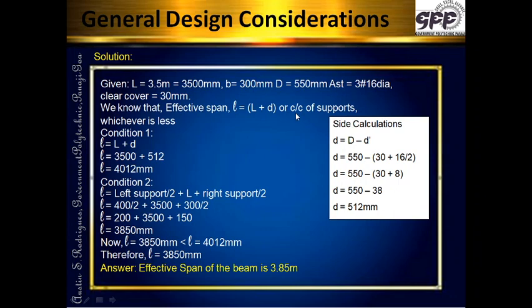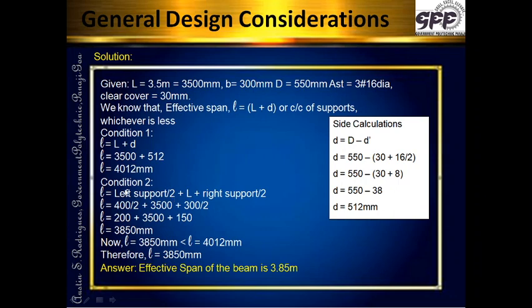The second condition is the center to center distance between the supports. Which means the effective span can be equal to half the width of the left support plus the clear span plus half the width of the right support. This gives me the center to center distance for the effective span.